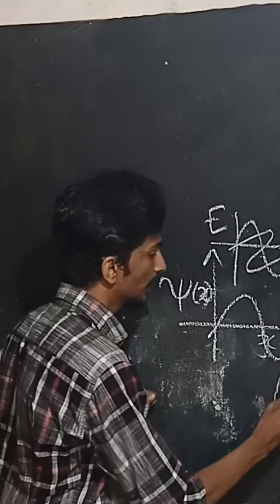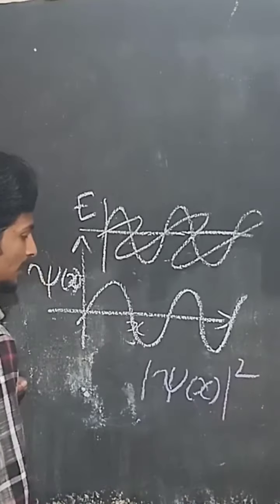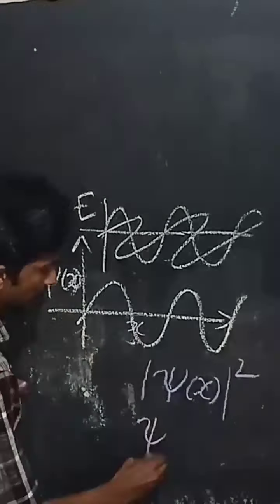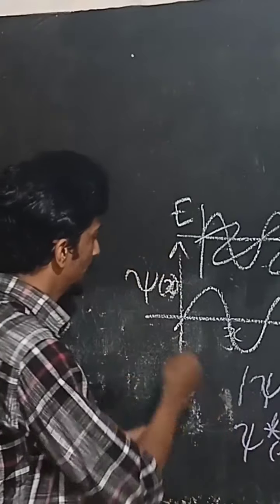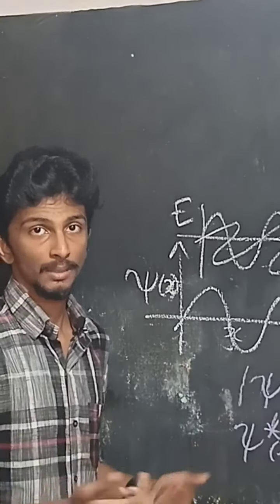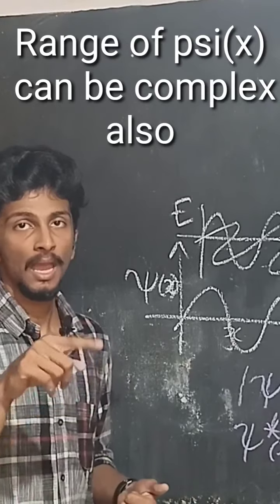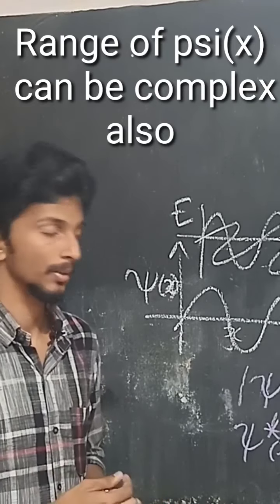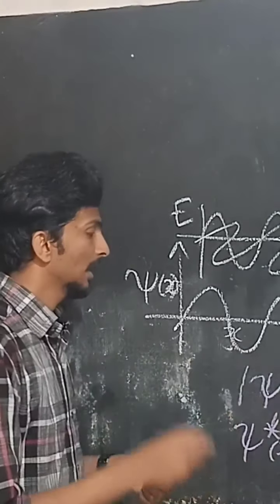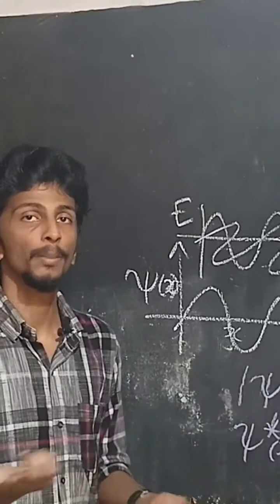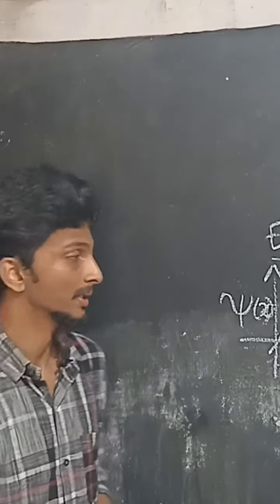But if we take the square of the magnitude of this psi of x, that is psi star of x times psi of x. Psi star is there because psi of x may sometimes be complex, that is, it can take values in the complex domain, and you already know about complex numbers. So if we take the square of the magnitude of psi of x at every point, that gives the probability of seeing the particle at a particular point, and it is called the Copenhagen interpretation.